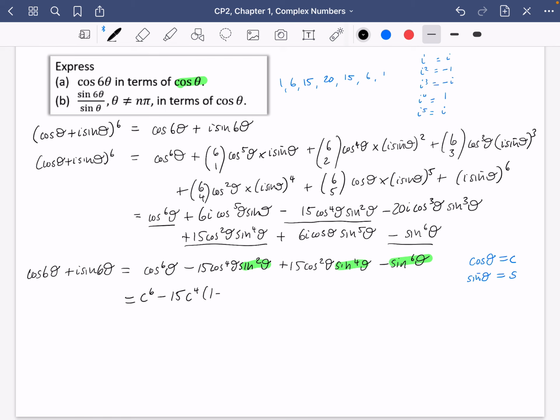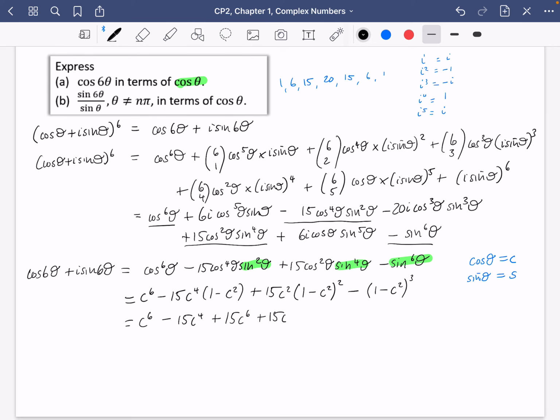Now sine squared is 1 minus cos squared. I've then got 15 cos squared. Now sine to the power of 4 is actually going to be sine squared all squared. Okay, sine squared is 1 minus cos squared, and I'm squaring it. And I'm going to minus sine to the power of 6, which is sine squared cubed. So I get cos to the power of 6 minus 15 cos to the power of 4 plus 15 cos to the power of 6.